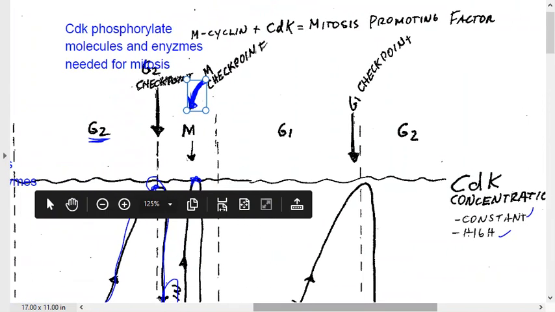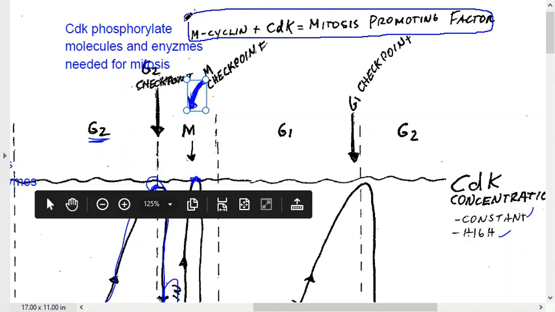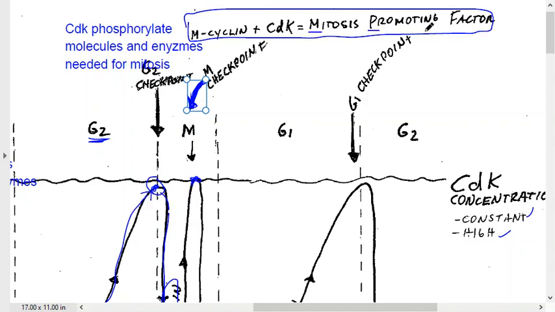As an aside, in your book, I think your book refers to something called MPF, mitosis promoting factor. That's simply the combination of M cyclin and cyclin dependent kinase. It's this particular checkpoint right here. It's not unique or special, but it's a more common location for cells to get frozen up on and stop at.